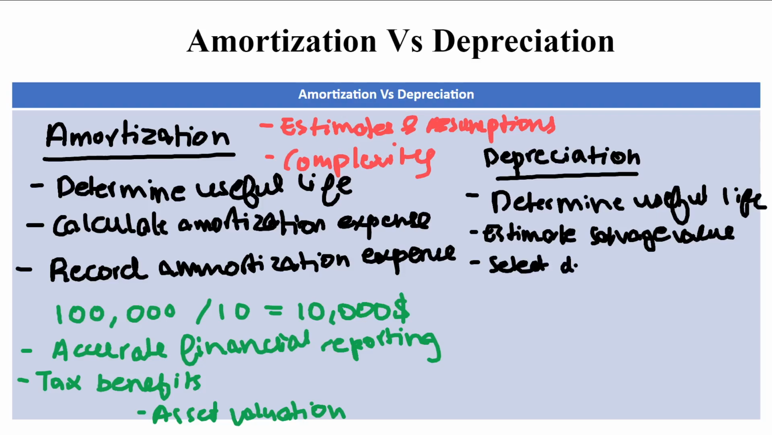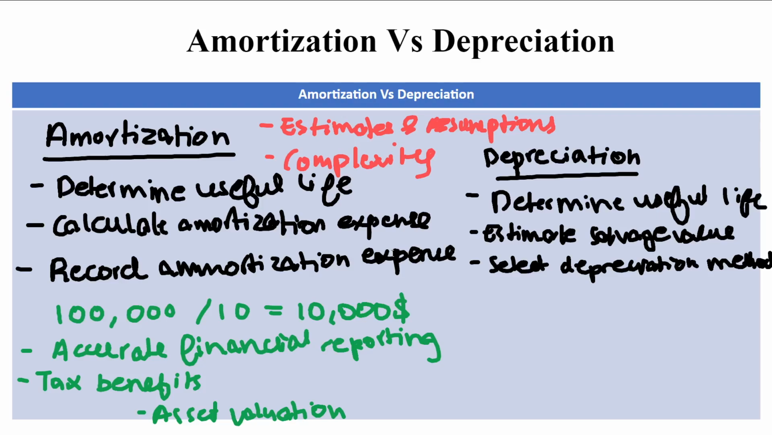Select depreciation method. Now, obviously, we don't have only one method. We have quite a lot of methods. So let's go ahead and look at them. Now, the first one that we have is the straight line method, which allocates equal depreciation expense each year.